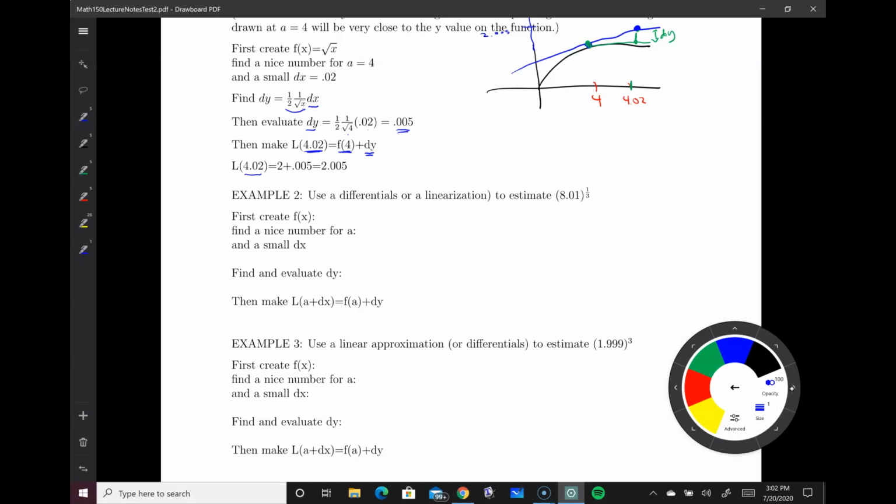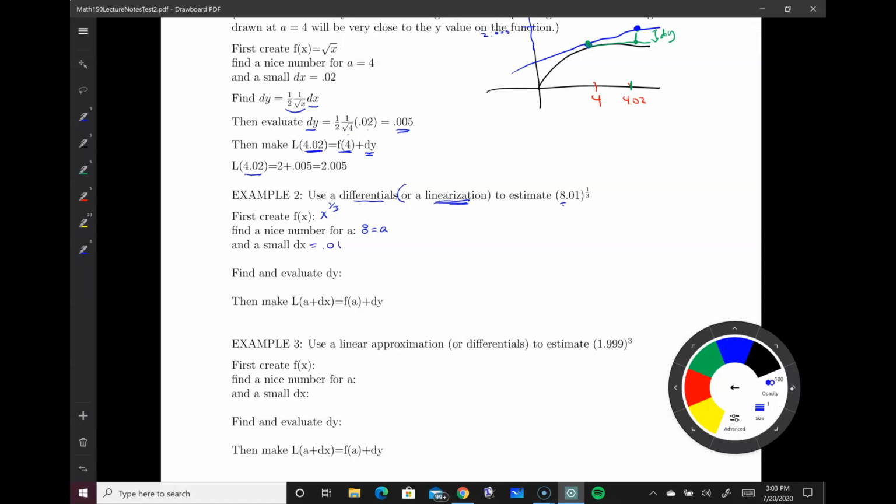So let me do another one here. You're going to be told to use differentials, or it's going to say use a linearization, put that in parentheses, to approximate or estimate what this is. So first off, you have to create the function. I see that the function looks like it's going to be x to the 1/3. Then I need to figure out what nice number for a I'm going to use. I think the specific a is going to be 8, and I'm going to use dx as 0.01.